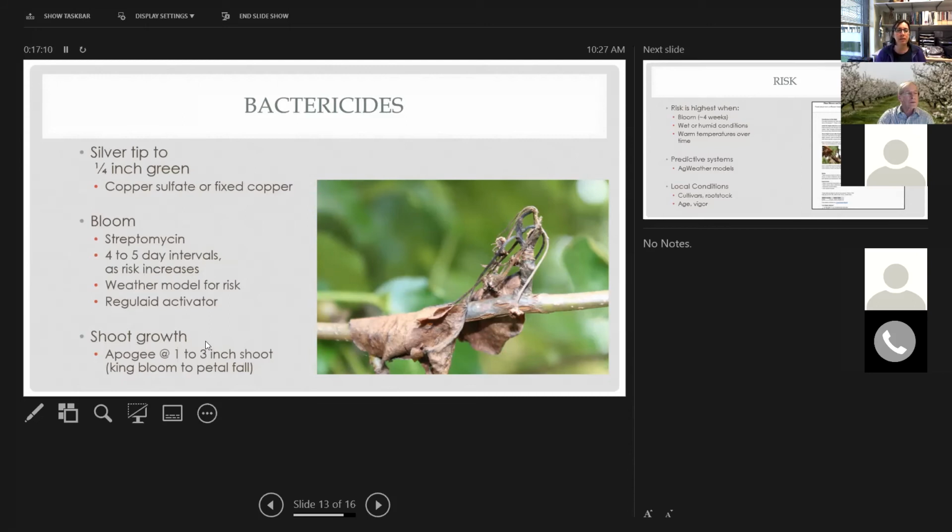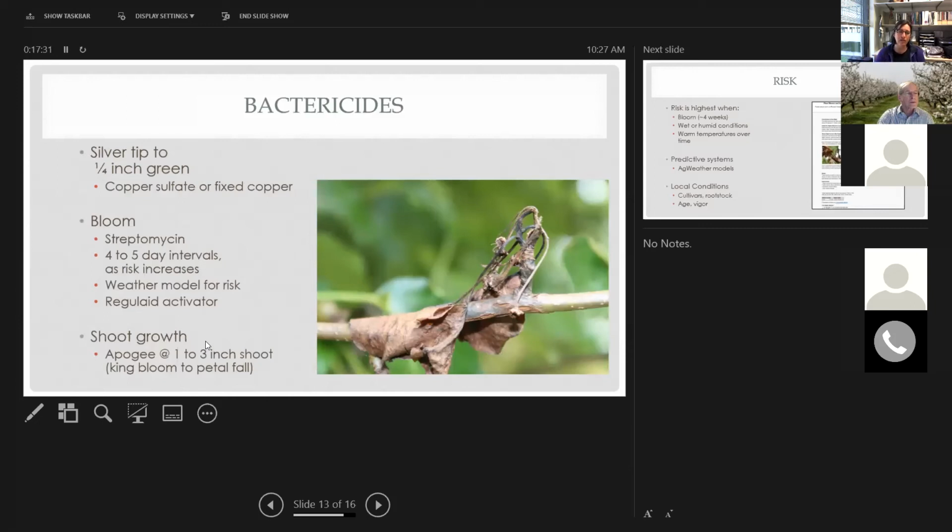This is when we're going to apply copper. Copper is an antimicrobial, and what copper does is it knocks back those bacterial cells that are residing on the outside of that canker. It's not penetrating that canker at all, but it keeps knocking back the bacterial cells that are there waiting in the wings.